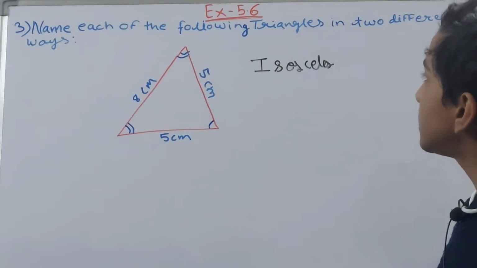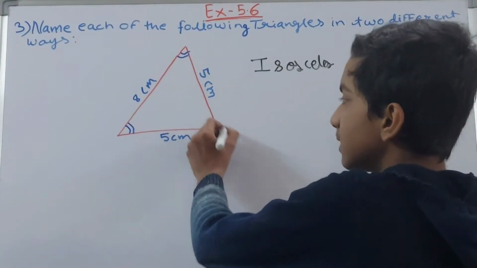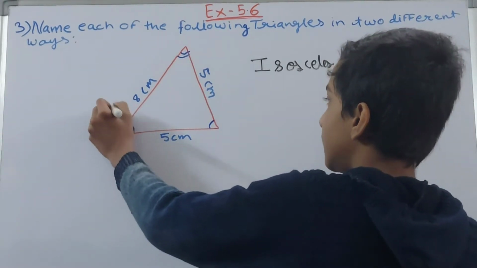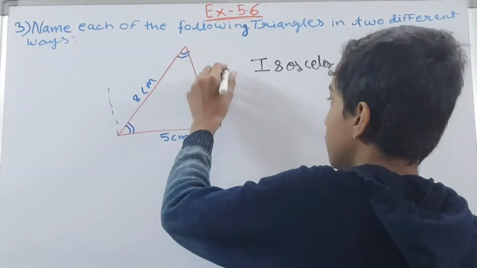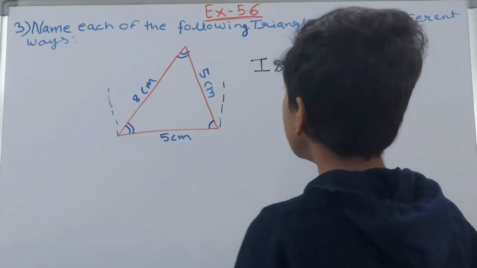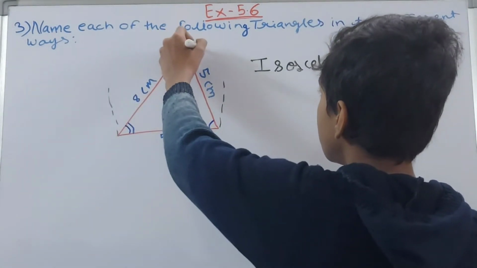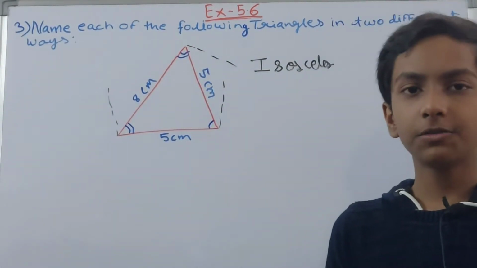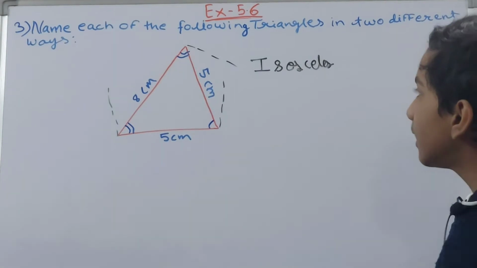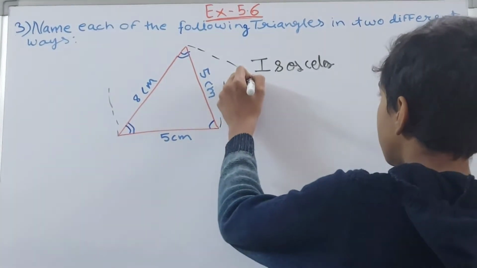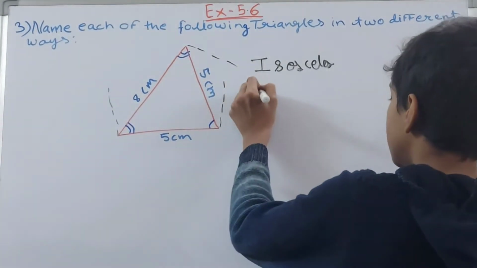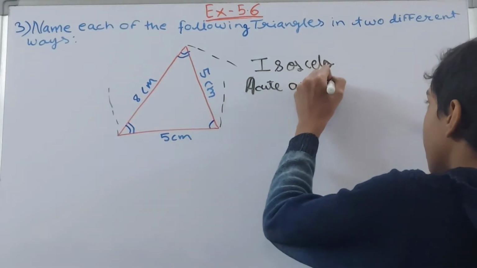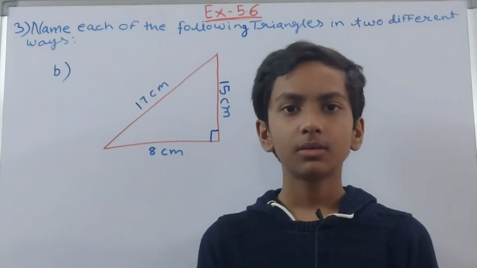So if you see this, you can see that this angle is clearly an acute angle. This also is an acute angle. If you make a 90-degree angle like this above it, you can see it is clearly acute angled. And this, if you see here, is also an acute angle. So that means when all three of them are acute angles, that is an acute angled triangle, right? So this is an acute angled triangle.